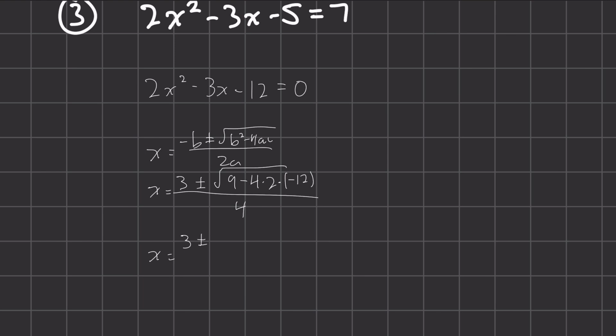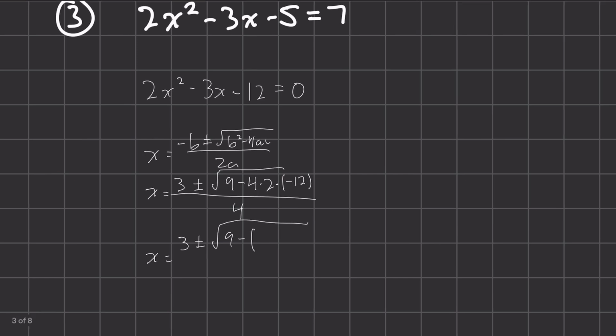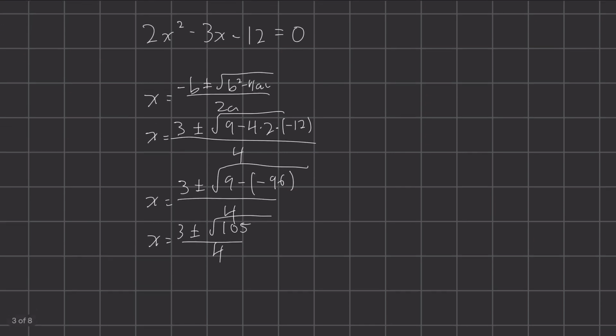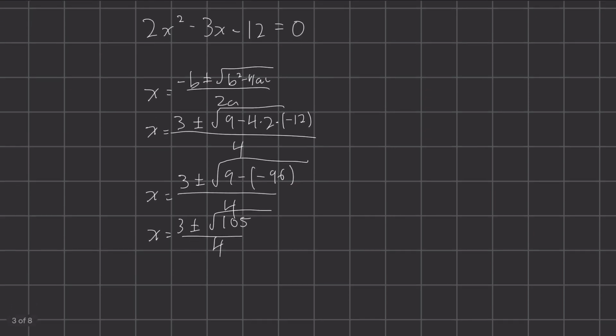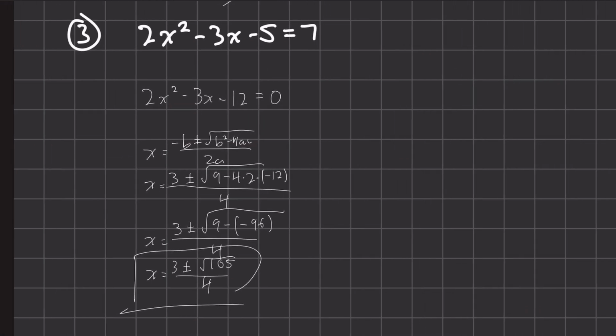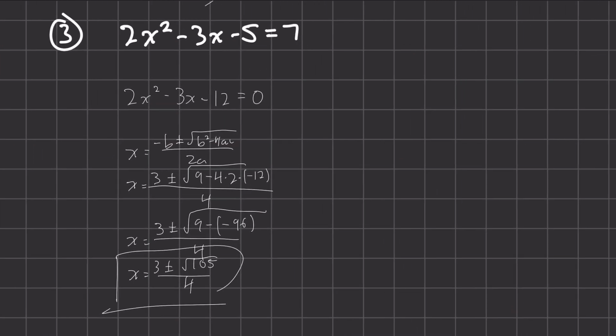And here, we just gotta simplify the radical, which is gonna be 9 minus 4 times 2 times negative 12, which is negative 96, all over 4. 3 plus minus, that's gonna be 105 over 4. And I'm pretty sure square root of 105 is not able to be simplified further. So there you go. That'll be your full solution. So yeah, we had the leading coefficient of x. In this case, it really didn't make the question much harder.